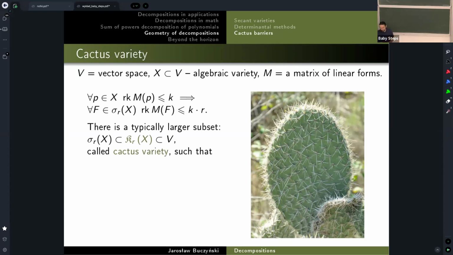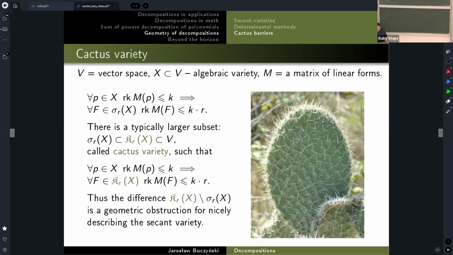which is called the cactus variety of X, such that if we take a point in X and the matrix M is such that the rank of M of P is at most K for all these points, then the upper bound on the rank of M will also be satisfied for all points of the cactus variety. So the difference between the cactus variety and the secant variety is a geometric obstruction for nicely describing the secant variety. If you look at the picture of the cactus, the green part is the secant variety that we want to get through, but there is an obstruction that prevents us from eating this nice juicy green part, and these are the spines of the cactus.